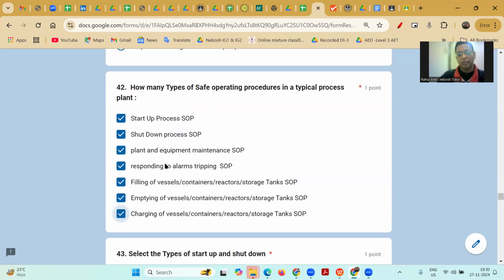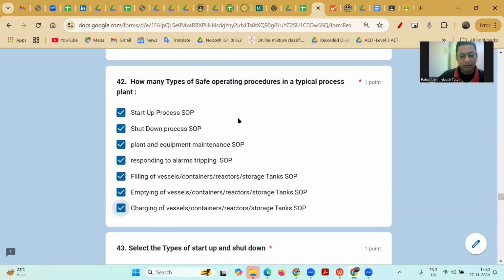So all are the correct answer if we see from the learning point of view, because here we are discussing the very basic process safety management part. We are not going into the complicated standards of process safety.